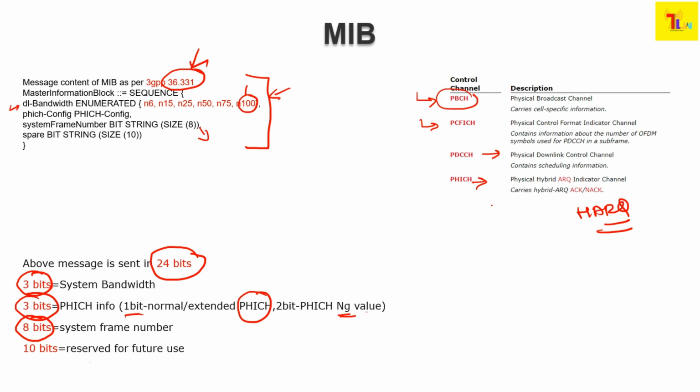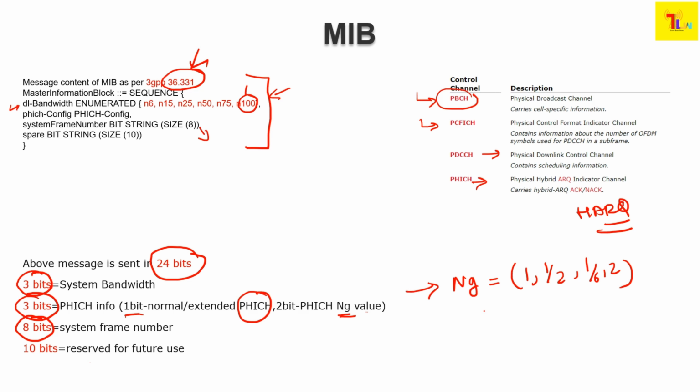Ng value is, in simple words, the number of PHICH groups which is going to be used by the first symbol. That is what exactly the Ng is. I will not go much deeper. I will not try to make the video much more complicated. So Ng value is 1, 1 by 2, 1 by 6 and 2. These are basically the Ng values.